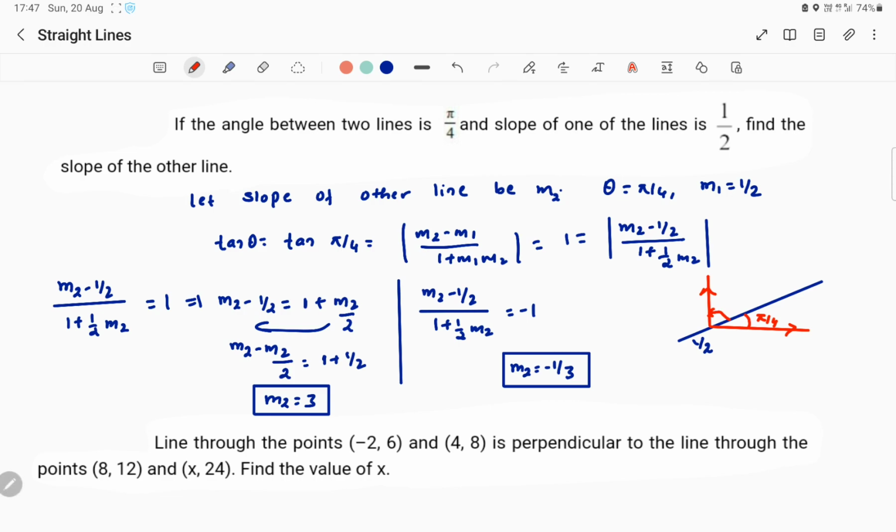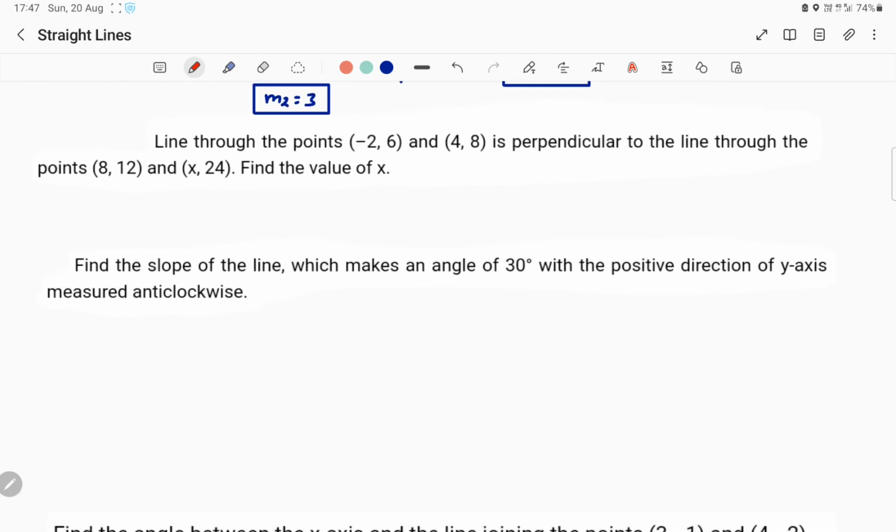So since these two lines are perpendicular, because the angle is pi by 4, we can use the concept m1 m2 is equal to minus 1, and from there we got m2 is equal to minus 1 by 3. If you have not been able to get this, get into the calculation, evaluate and get the result. Okay. Now let's see another question.